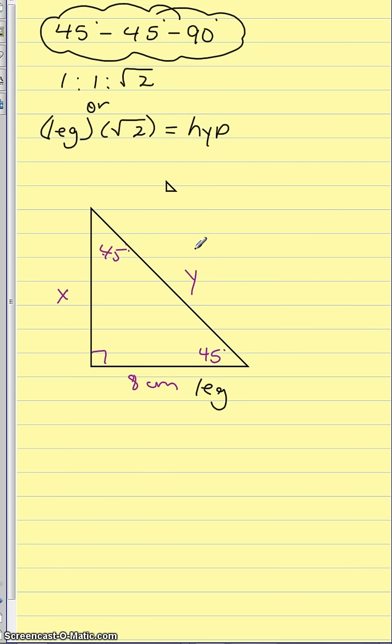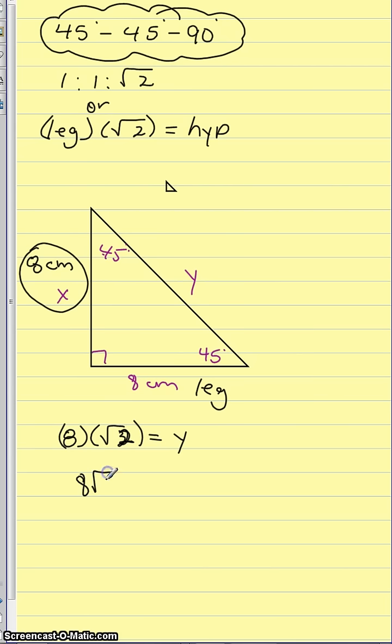Sometimes the legs are congruent, like in the case of the 45-45, sometimes they are not congruent. If the legs are congruent, then this 8 centimeter leg here is also the value of x. So x is also 8 centimeters because the legs are in a 1 to 1 ratio. The hypotenuse is the leg times the square root of 2. So I'm going to take 8 times the square root of 2, and I will have the value of y. 8 times the square root of 2 is simply 8 square roots of 2, and that's in centimeters. So my hypotenuse is 8 square roots of 2 centimeters.